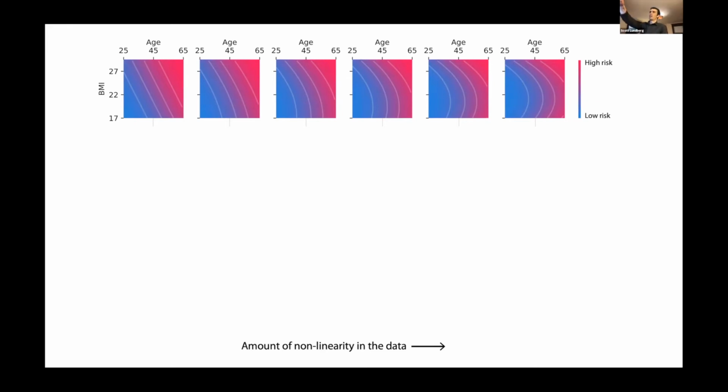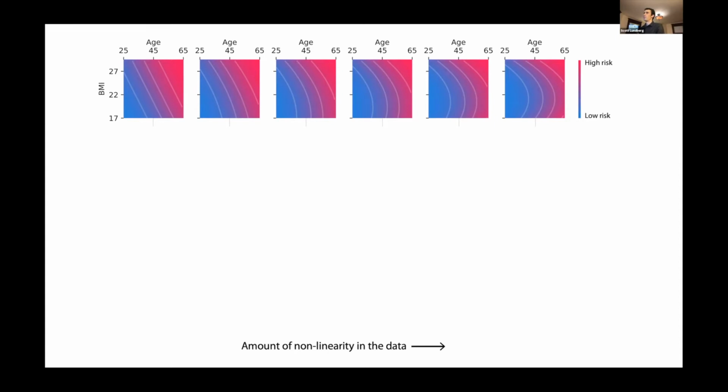And we started by creating a linear relationship between BMI and age that produced, ultimately, a binary feature that had this thing or not, where the risk goes according to this gradient. But then we changed the relationship so that it was more and more nonlinear. So we've shown 5 or 6 different points along this line, from fully linear all the way to a reasonably strong quadratic relationship.